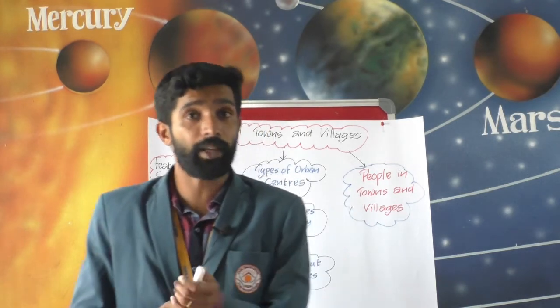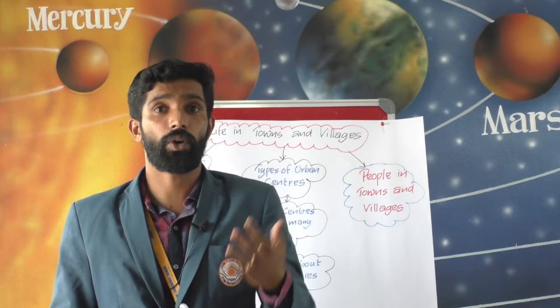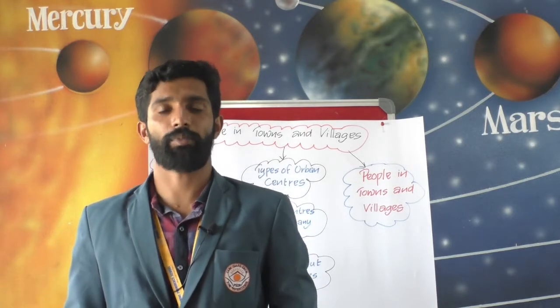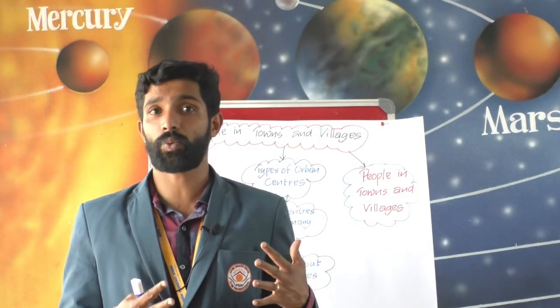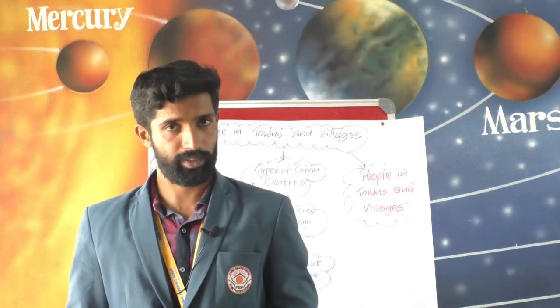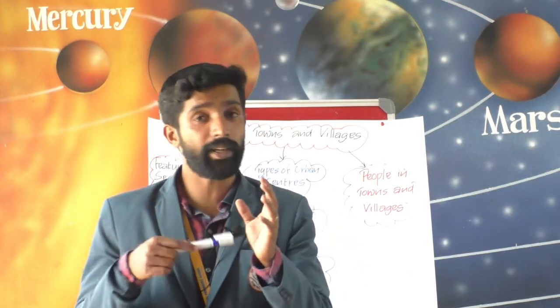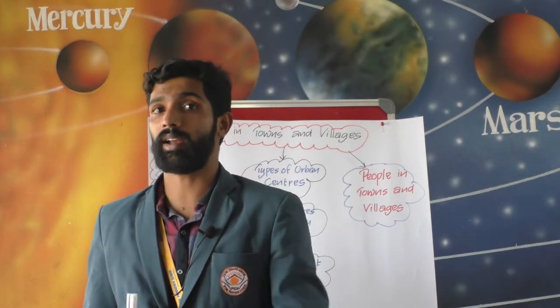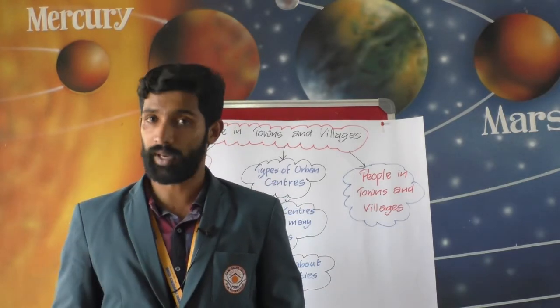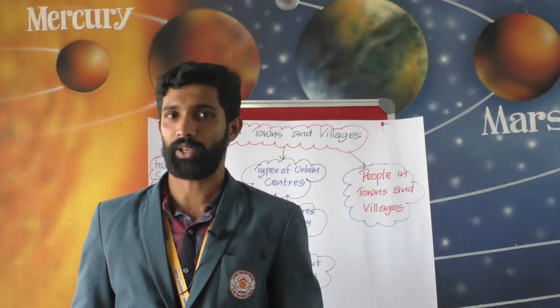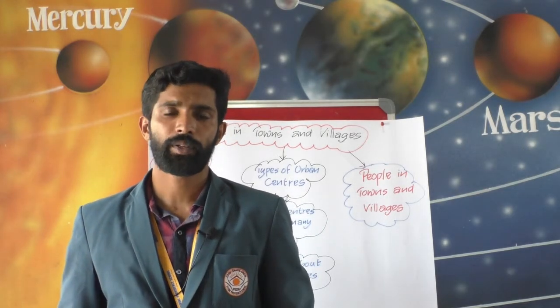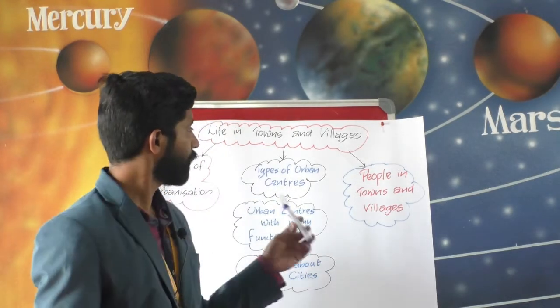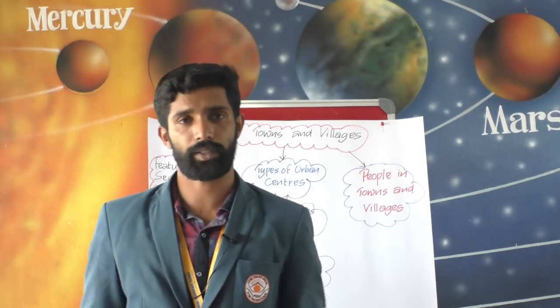And we also find evidence of guilds of traders and craftsmen. These guilds were called Shrenis. These guilds provided training to new craftsmen, acted as banks, and in some cases gave grants to temples and monasteries. Okay? So, let us see the types of urban centers, how they were.